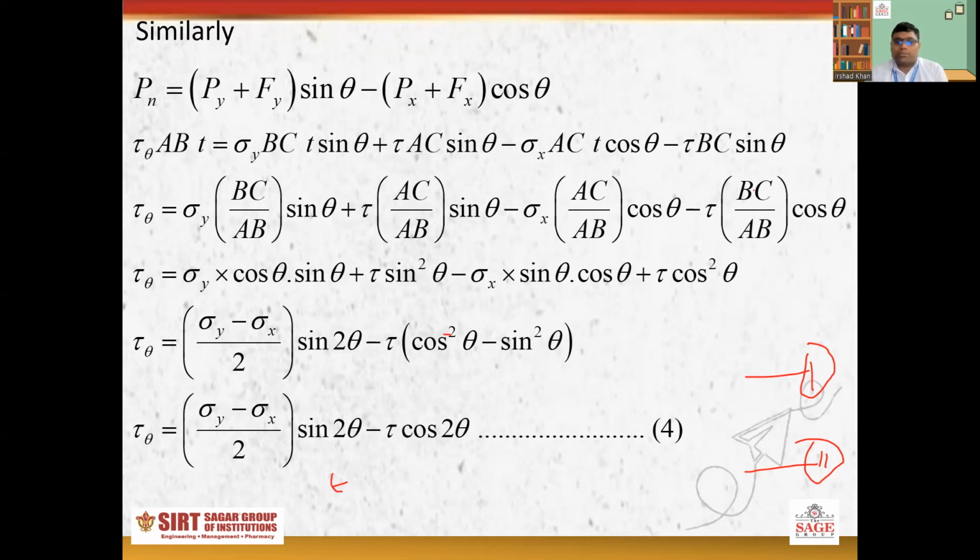Okay, hope you understood this simple concept, and this is all about the normal and shear stress on the inclined plane. Both cases we discussed, and hope you understood.